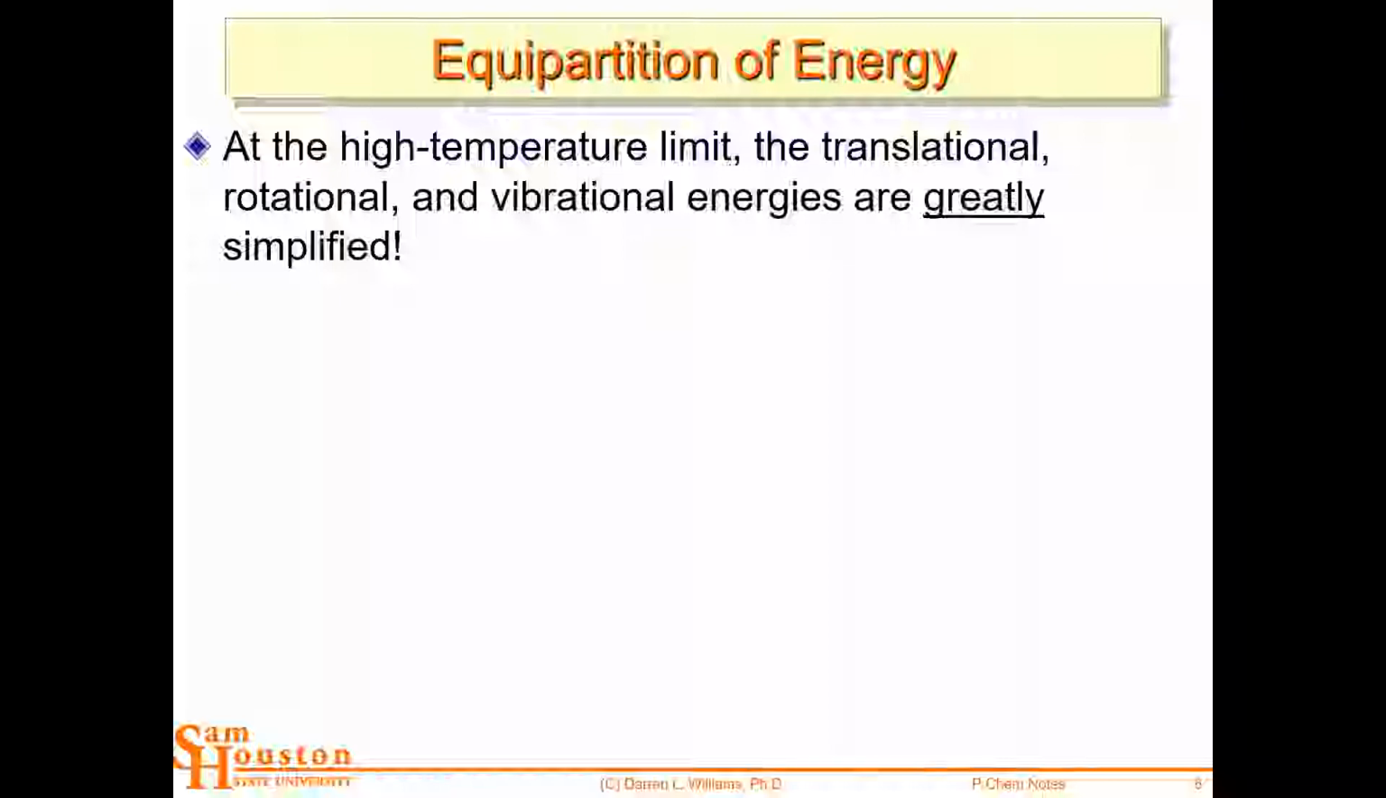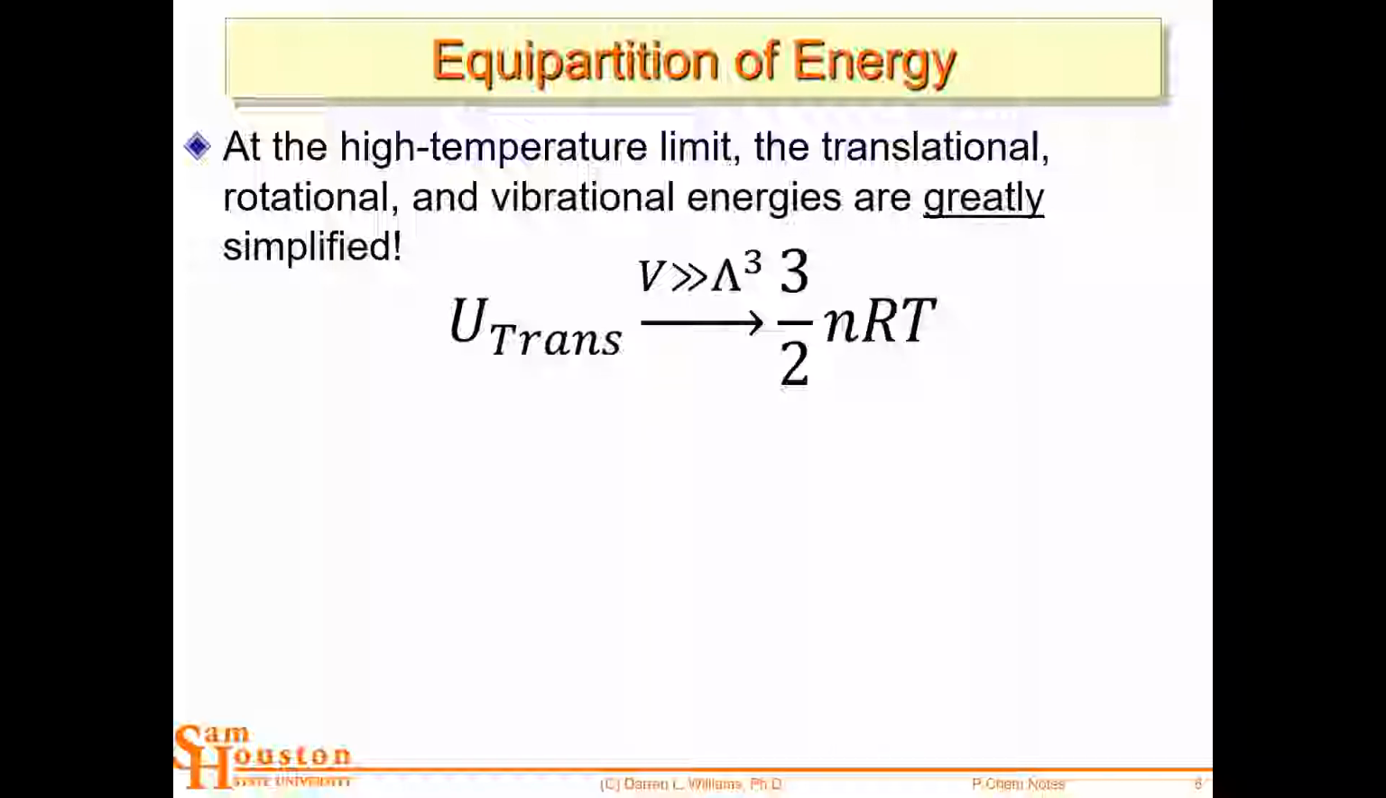In most cases, for translation and rotation, room temperature is an equipartition condition. For rotating molecules, translating molecules, there's really no difference between rotating at J equals 1 and J equals 2 and J equals 3, because you're at room temperature. And so you've got a lot of molecules in the excited rotational states. These are the equations for internal energy in the equipartition situation.